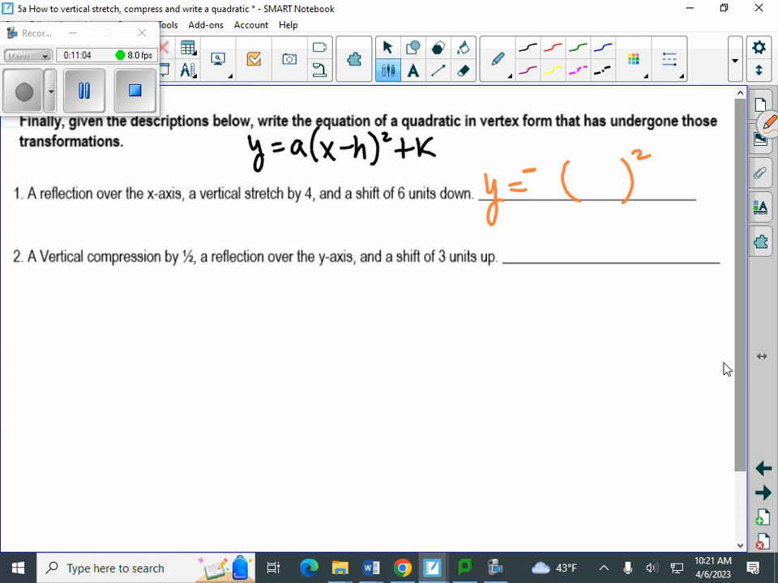Next, a vertical stretch by 4. Well, vertical stretch or compression, those are both outside of the function. 4. Then it's a shift of 6 units down, also outside of the function. Outside of the function means outside of the parentheses. So we just need to get our other variable back in there, which is our x. Negative 4(x) squared minus 6. Again, the negative is the reflection over the x. The 4 is the vertical stretch, and the minus 6 is down 6.